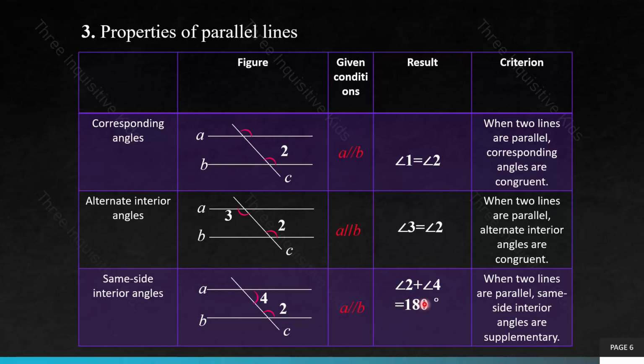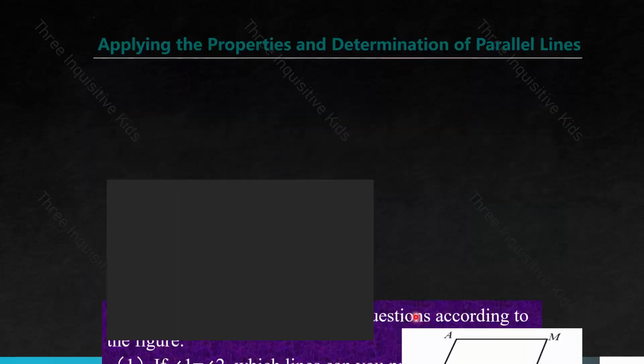And for same-side interior angles, when two lines are parallel, same-side interior angles are supplementary. So here, angles 2 and 4 are same-side interior angles. And if we know that lines A and B are parallel to each other, we also know that angles 2 and 4 add up to 180 degrees.